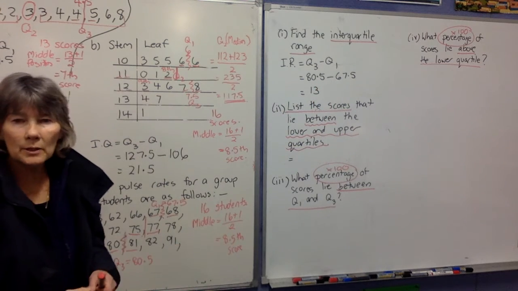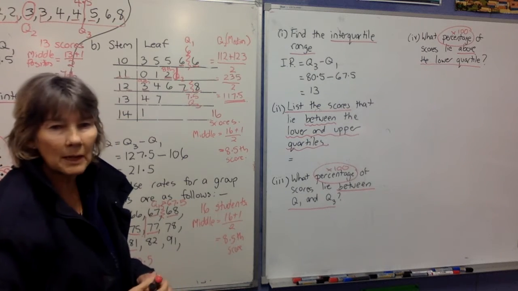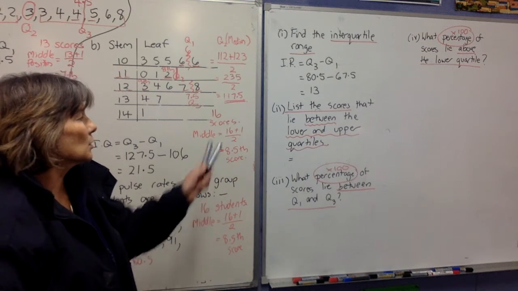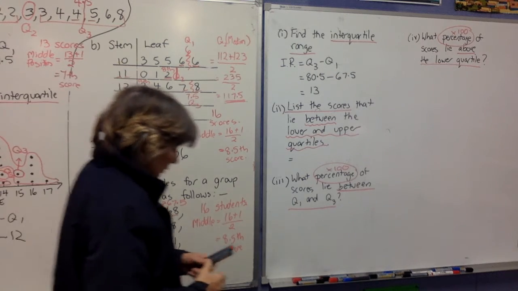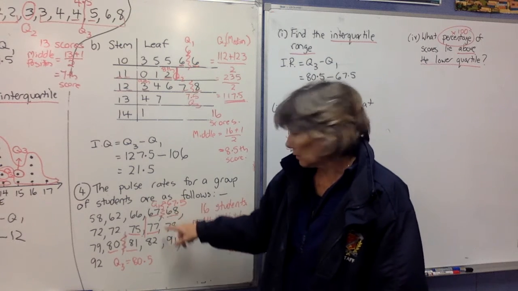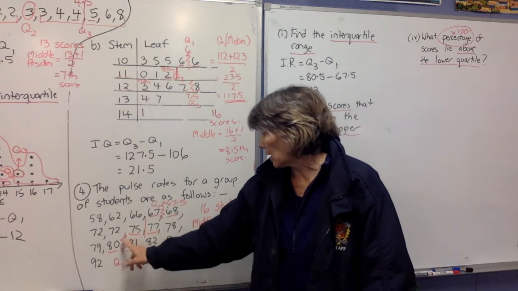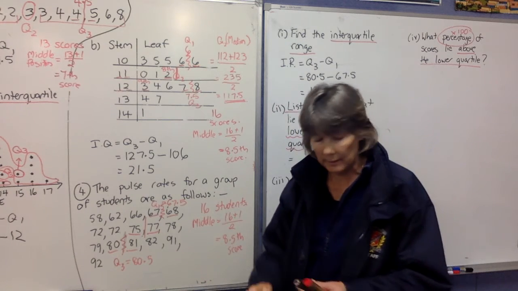All right, now there's a few other questions here that are a little bit trickier. You have to just read them carefully. This one says, list the scores that lie between the lower and upper quartiles. So let's have a look over here. Here's your lower quartile, we've marked it with that line. Here's your upper quartile, we've marked it with that line. We've got to list the scores between those.